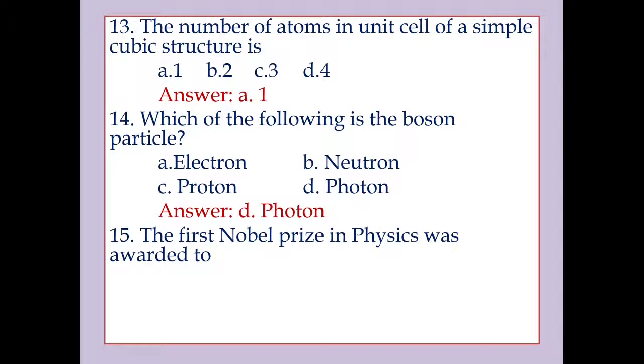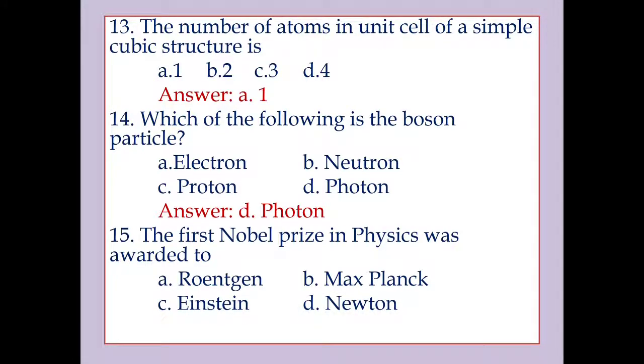The first Nobel Prize in Physics was awarded to Wilhelm Röntgen. He was the first recipient of the Nobel Prize in Physics for his discovery of X-rays, which greatly helped in the medical field for human mankind.